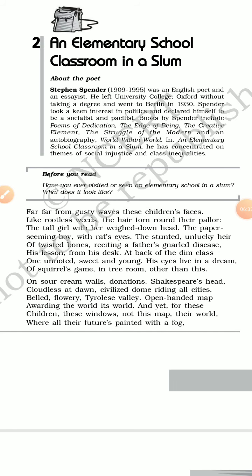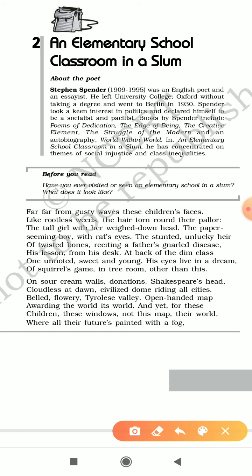We will also include some additional questions, like if I ask why the children had been called unlucky here. The boy has been called unlucky here because he had inherited the disease of twisted bones from his father. That's why he was called unlucky. He has inherited this disease from his father.